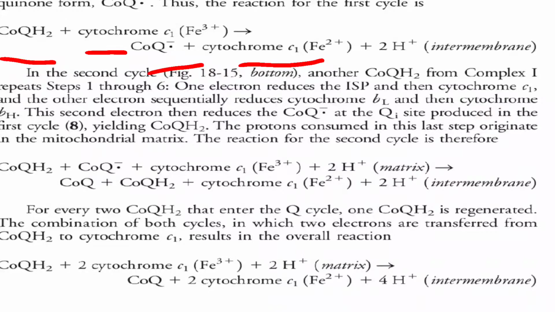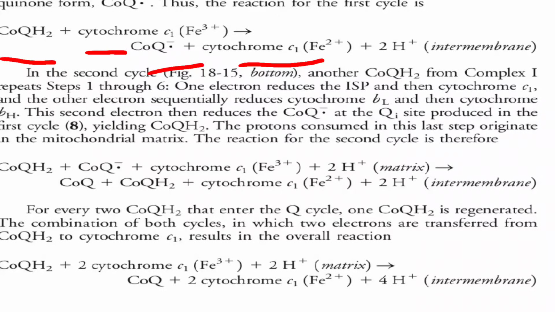Okay, and in the next step, in the next cycle, what happened is we are having the plastohydroquinone, plus we are having the semiquinone, plus we are having the cytochrome C1 which is in oxidized form, that is Fe3 positive, and here we are having the 2 H positive ions from the matrix region, which we discussed earlier. So with this we have the simple quinone formed, and plastohydroquinone formed, and the cytochrome C1 gets reduced, forming the Fe2 positive, and there is also the movement of the 2 H positive ions from the matrix region towards the intermembrane space region.